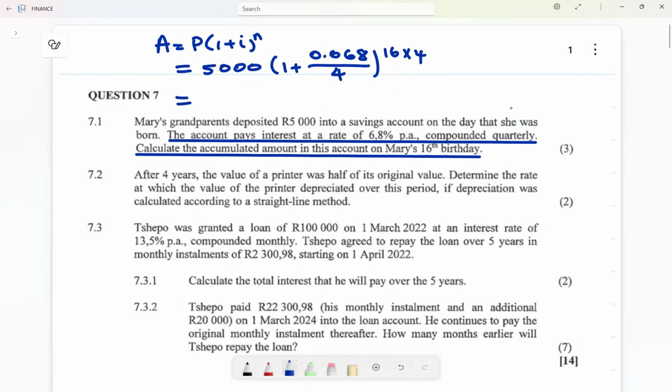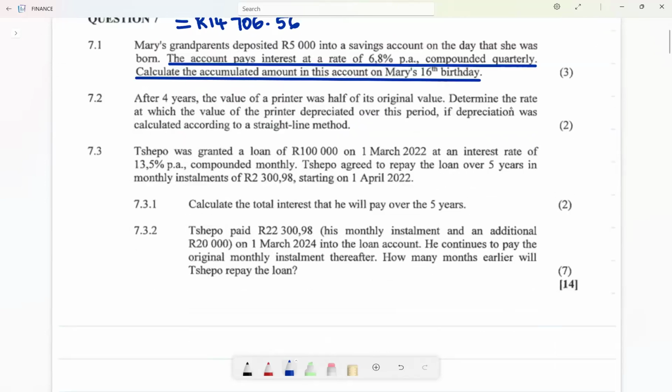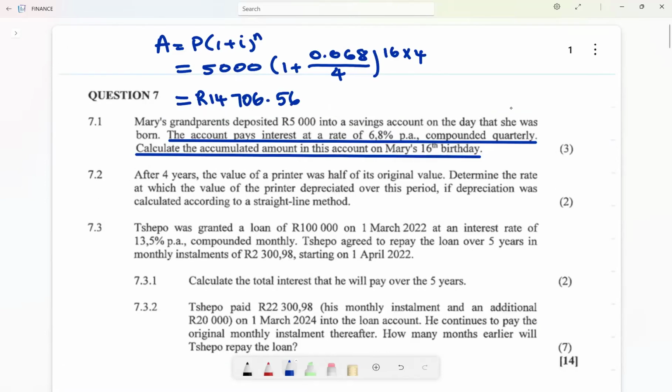And then we get 5,000 times 1 plus 0.068 divided by 4, to the power of 60 times 4. We get something like 14,706.56. Fairly easy.